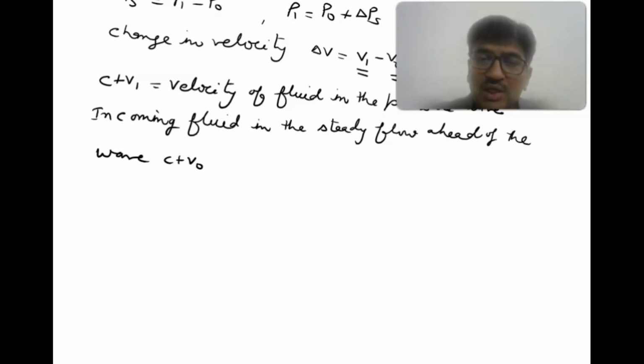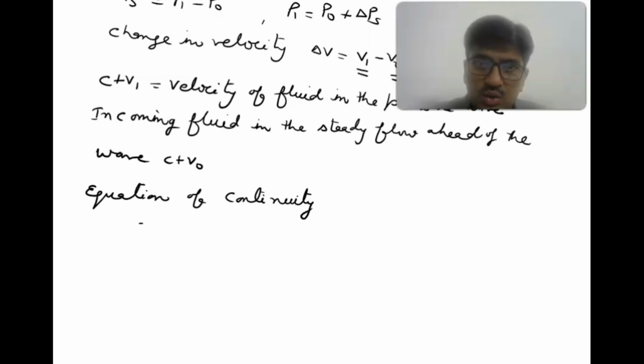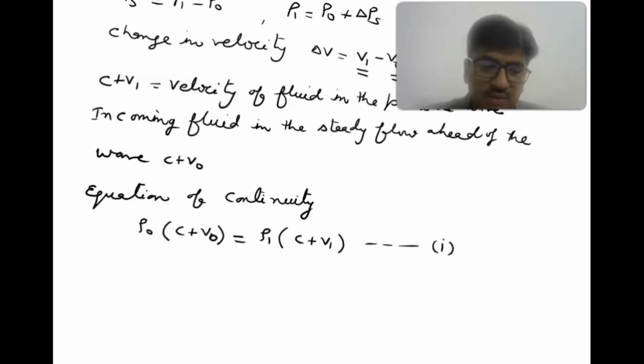So if we write the equation of continuity, it should be rho naught and velocity C plus V naught in this direction, and rho 1 and velocity C plus V1. This is the equation of continuity. We can consider it equation number 1.